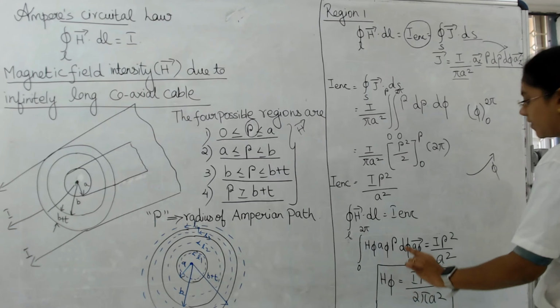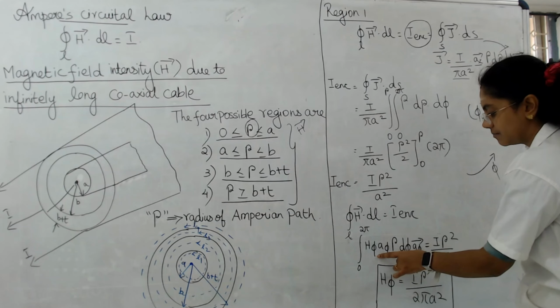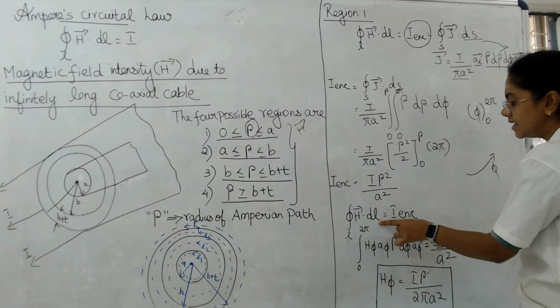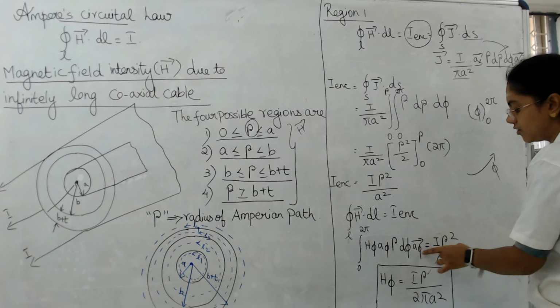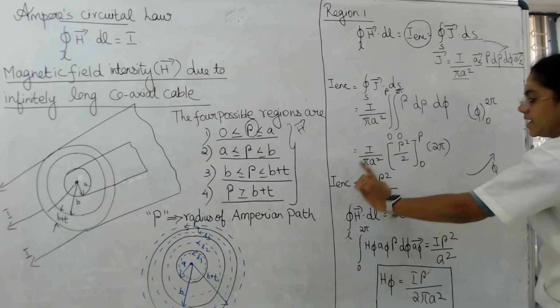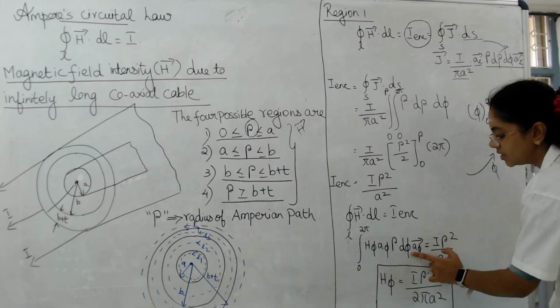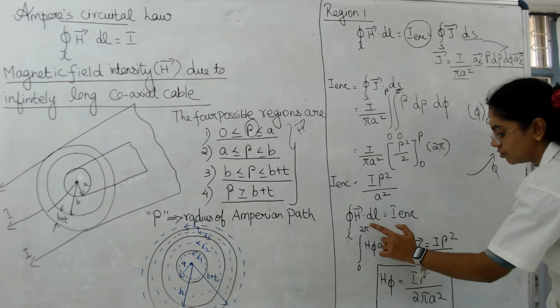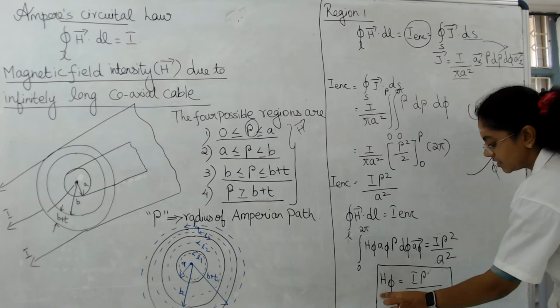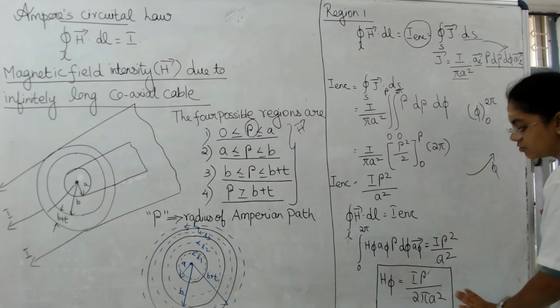This is along my phi direction. So therefore I have represented the term H phi into a phi vector. dl is expanded as rho d phi into a phi vector, which is equal to I enclosed, what we have solved here. Upon solving this, we know that the range for phi is from 0 to 2 pi. So finally I have got my H phi term, and that's equal to I rho by 2 pi a squared.